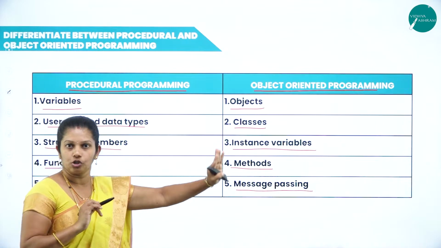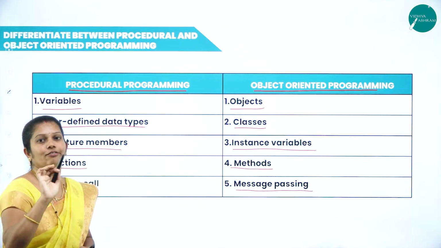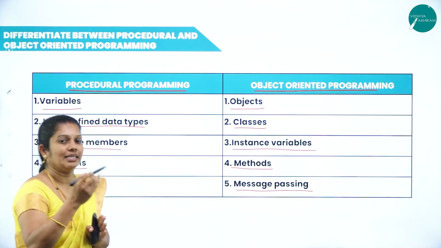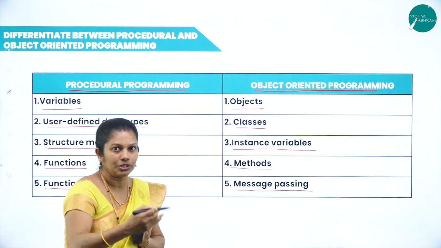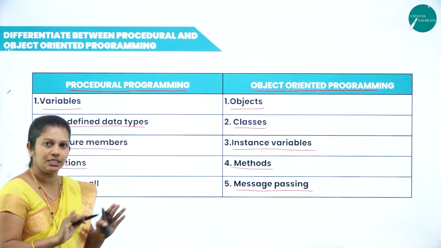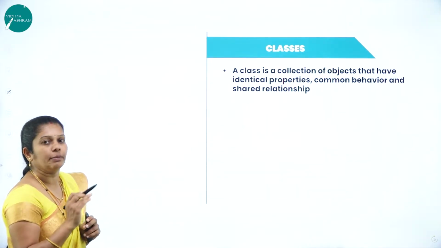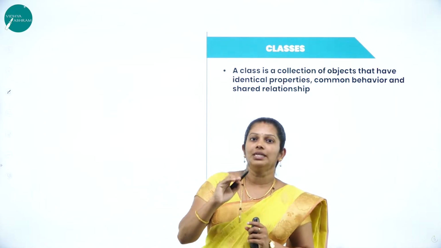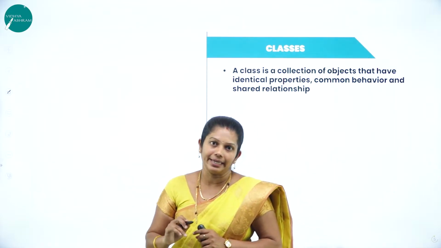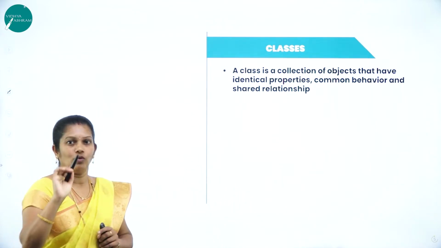One is procedural, and one more is object. In the same way, you have to write the answers. Then only you will get full marks. Don't write any other things like top-down approach, bottom-up approach. Don't write anything else. Only these major concepts you have to write. Now is it clear? Next, we will discuss what do you mean by class, what do you mean by object. An object is a real-time entity which has some characteristics and behavior.